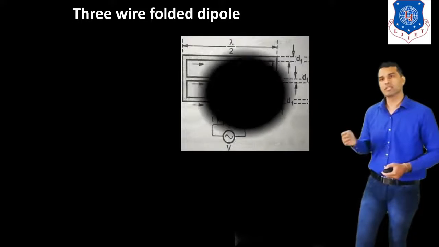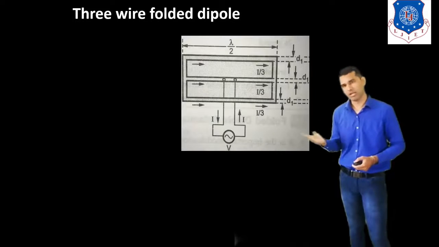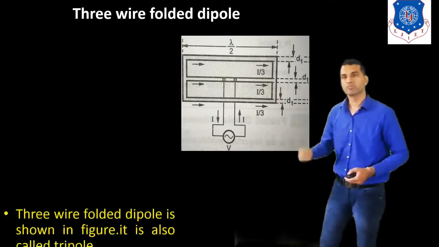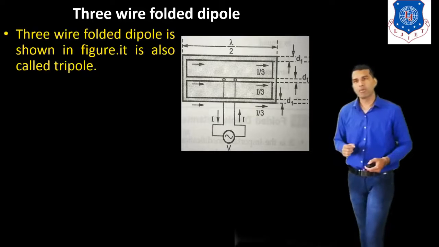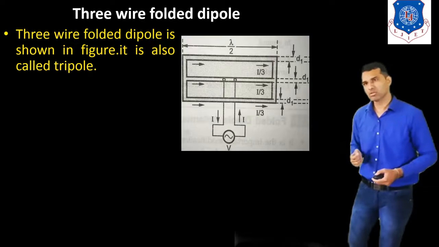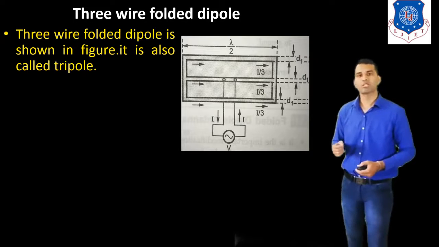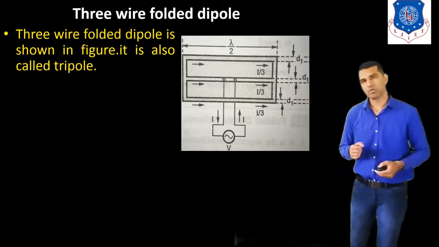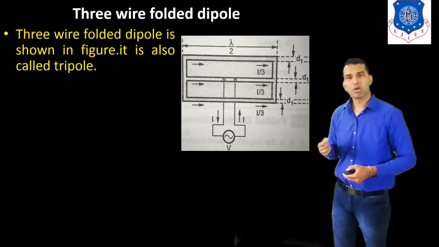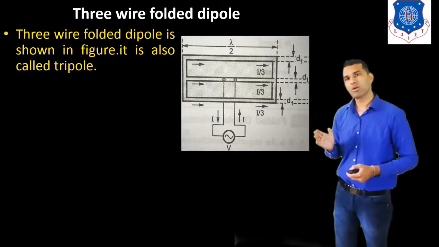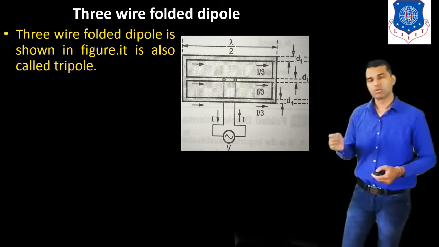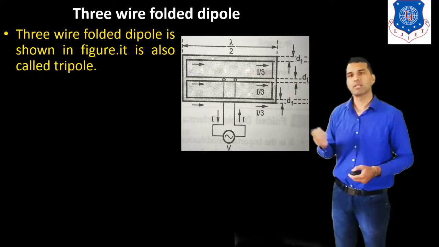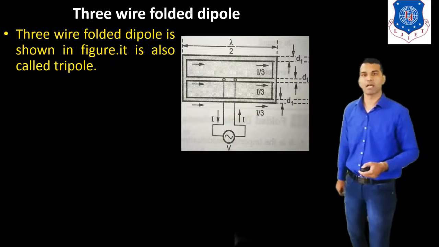Now we discuss the three-wire folded dipole antenna. Here this is the figure of the three-wire folded dipole antenna. It is also called a tripole because we know that in the dipole there are two poles, so that's why it is known as the dipole. In the monopole antenna there is only one pole, so we call it a monopole. But here there are three poles, so that's why this antenna is also known as a tripole antenna.